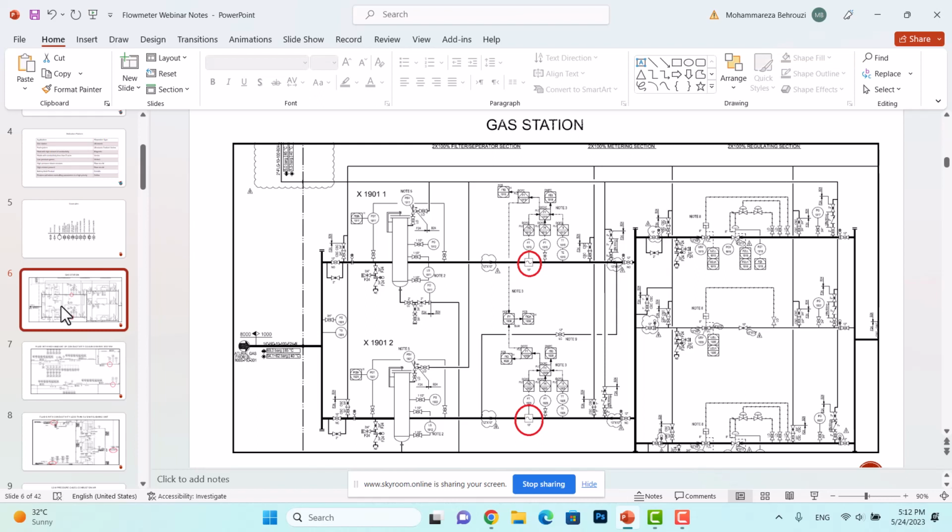Here you can see the gas stations. In every petrochemical plant, we have a gas station at the inlet of the plant in order to regulate, filter, and measure the flow rate of the gas inlet to the plant. As you can see from the PowerPoint page, the flowmeter type which is used for this gas station is ultrasonic flowmeters.